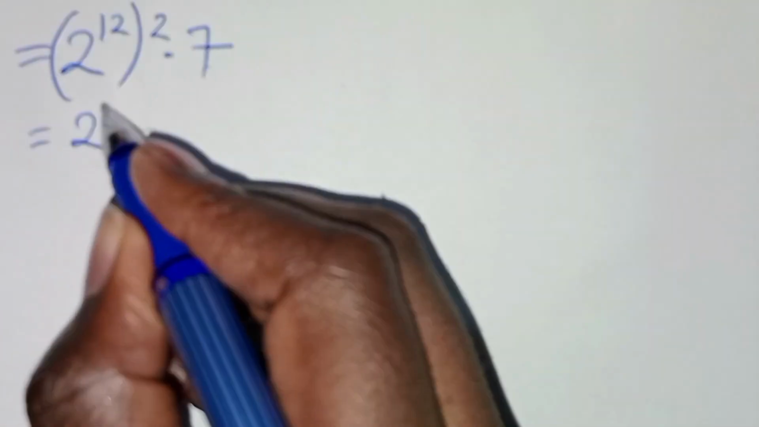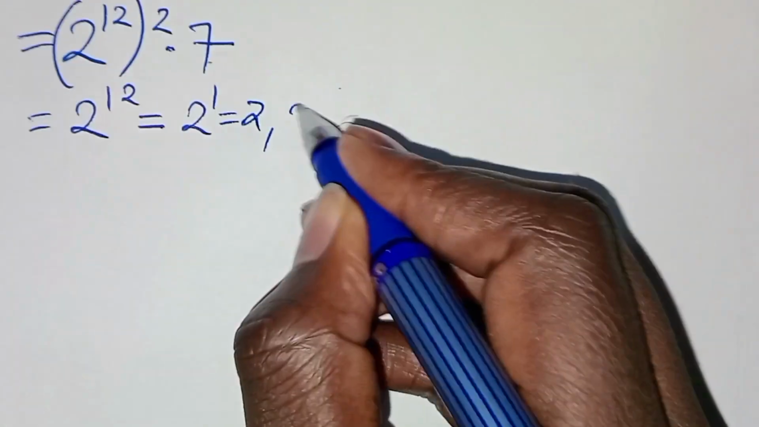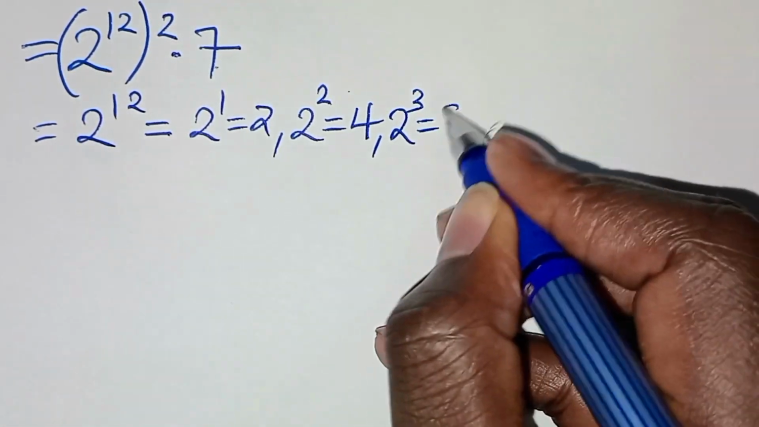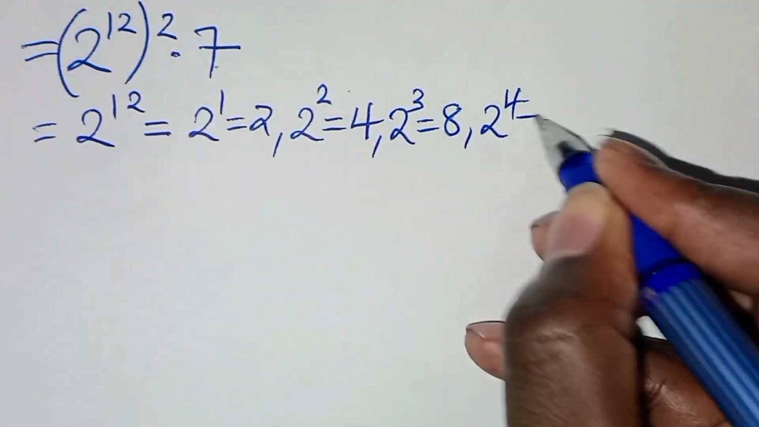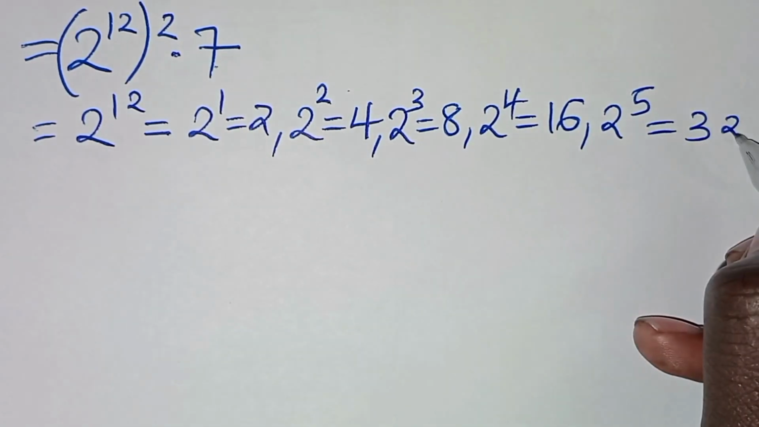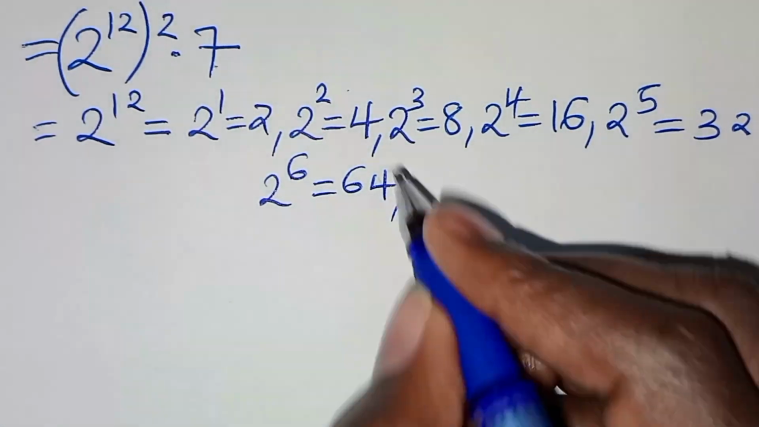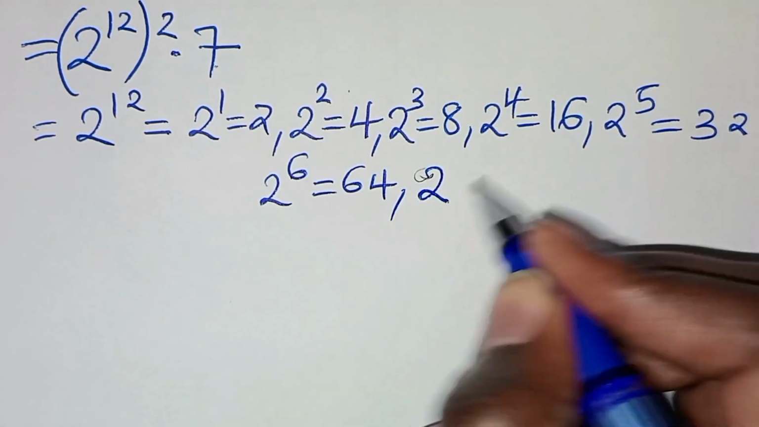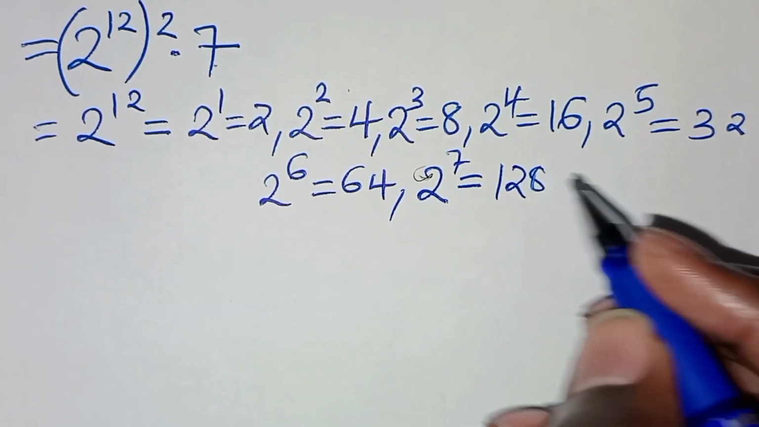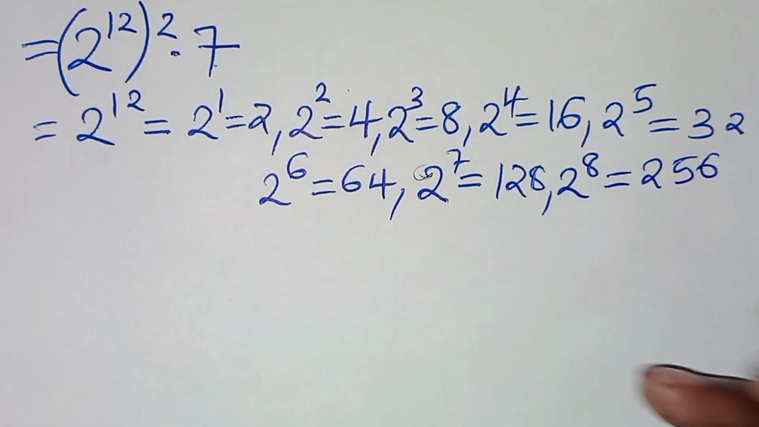Now, let's establish what is 2 to the power 12. Now we can start with 2 to the power 1, which is equal to 2. 2 to the power 2, this is equal to 4. 2 to the power 3, this is equal to 8. 2 to the power 4, this is equal to 16. Then 2 to the power 5, this is equal to 32. And then 2 to the power 6, this is equal to 64. And then we have 2 to the power 7, this is equal to 128. And then 2 to the power 8, this is equal to 256.